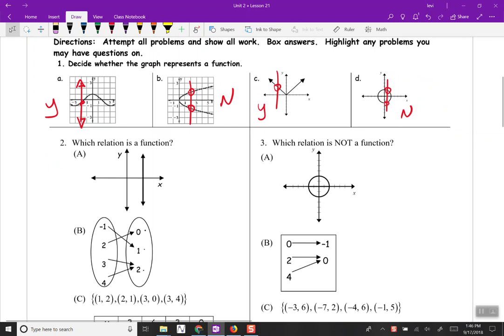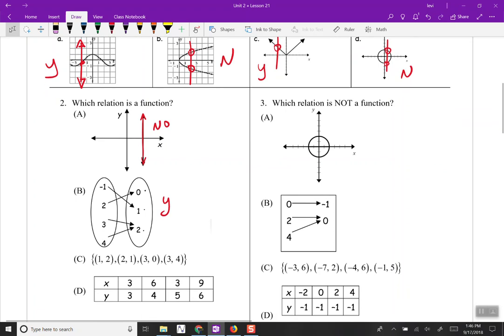Which relation is a function? Well, why would this not be a function? Because it's a vertical line, so vertical lines aren't functions, so that's a no. This one, 1, or negative 1 goes to 1, 2, there. Is it okay that 3 and 4 both have an output of 2? Yes, that's okay, so that's a yes.